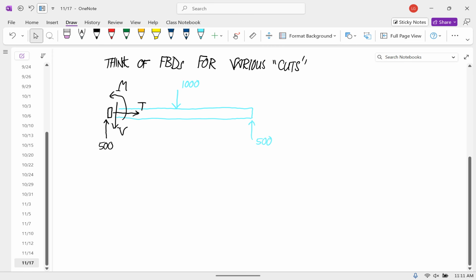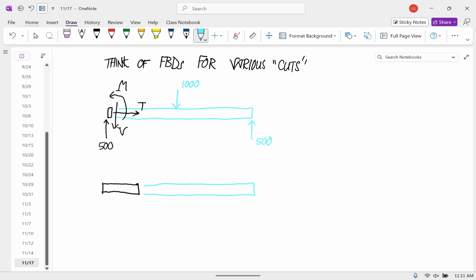That would be to calculate the internal loads at the right end of that little sliver in black. Now let's think of another location where we want to calculate the internal loads. So now we're going to do all of this. All of this is external to our body.